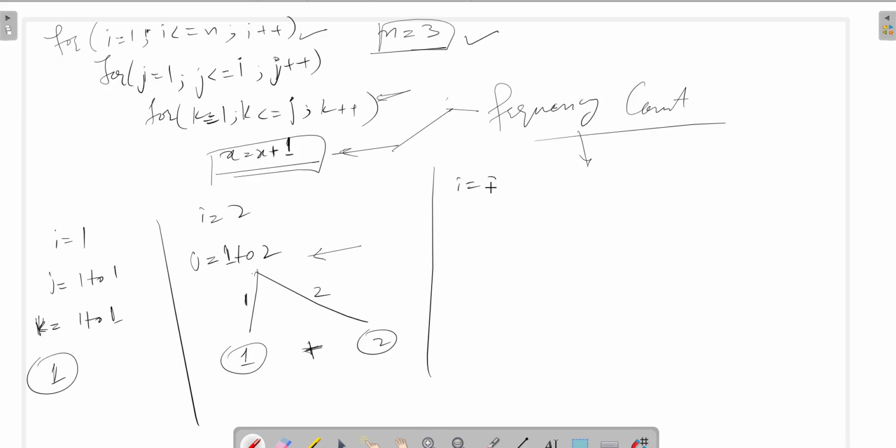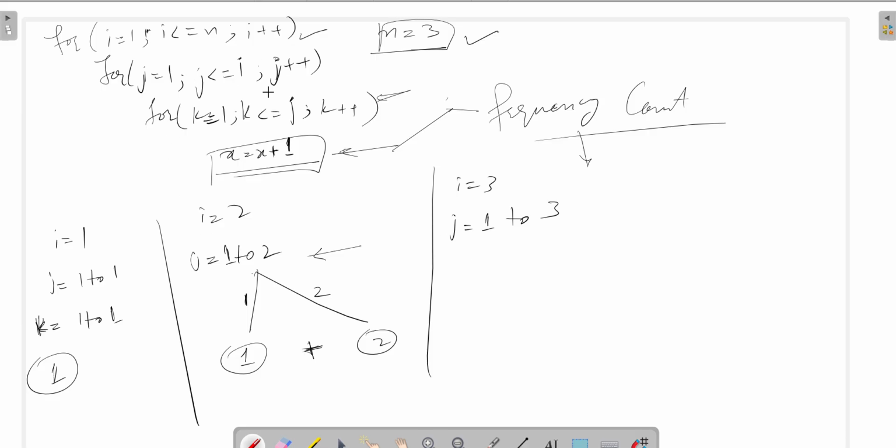So moving on, when i goes to 3, and this loop ends, and then we're here. So now i is equal to 3. So now j would take 3 values. Why? Because j runs up to i, and it starts from 1 and goes all the way to 3.